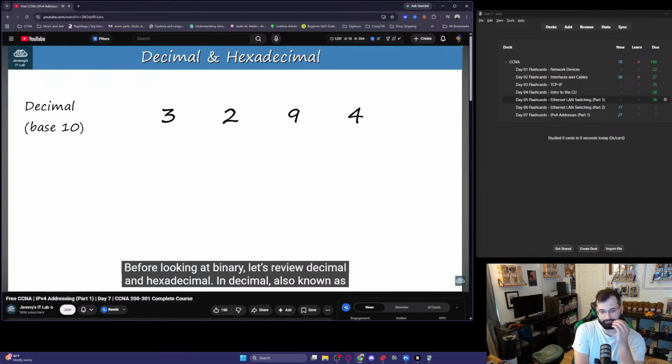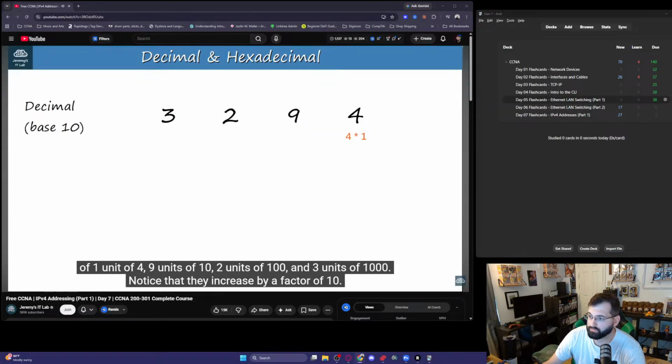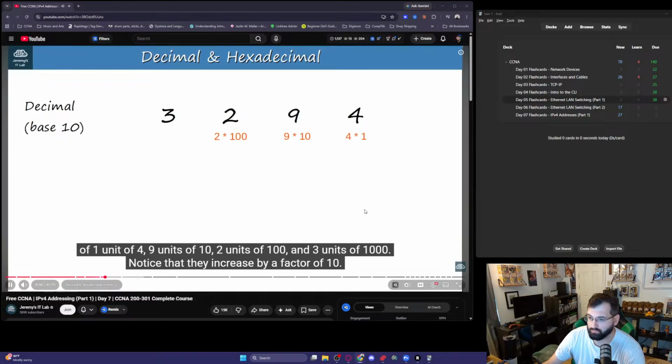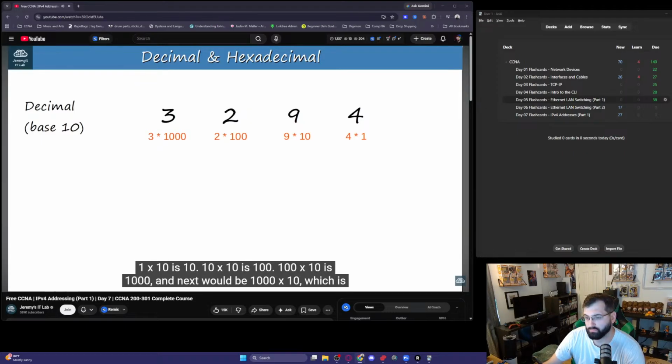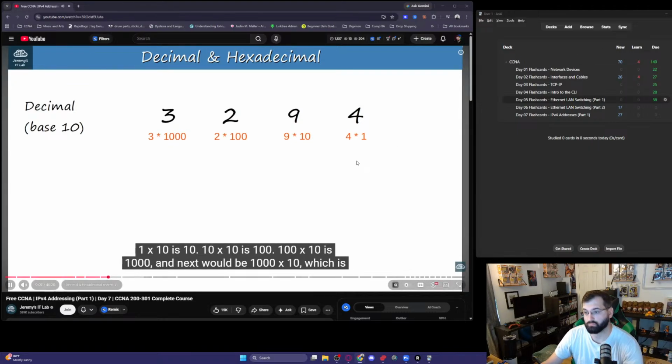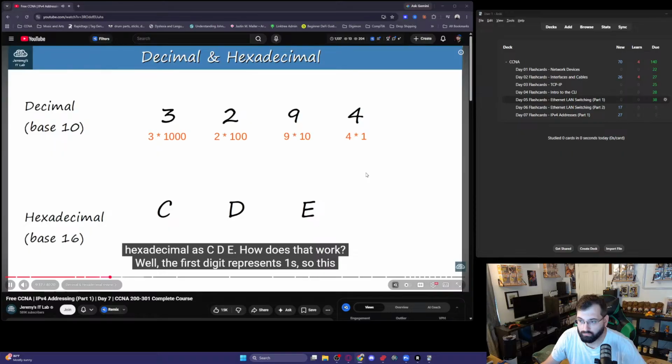Before looking at binary, let's review decimal and hexadecimal. In decimal, also known as base 10, each digit increases by a factor of 10. For example, this number, 3,294, consists of 1 unit of 4, 9 units of 10, 2 units of 100, and 3 units of 1,000. Notice that they increase by a factor of 10. 1 times 10 is 10, 10 times 10 is 100, 100 times 10 is 1,000, and next would be 1,000 times 10, which is 10,000. Now let's look at this number in hexadecimal. Decimal 3,294 is written in hexadecimal as CDE.